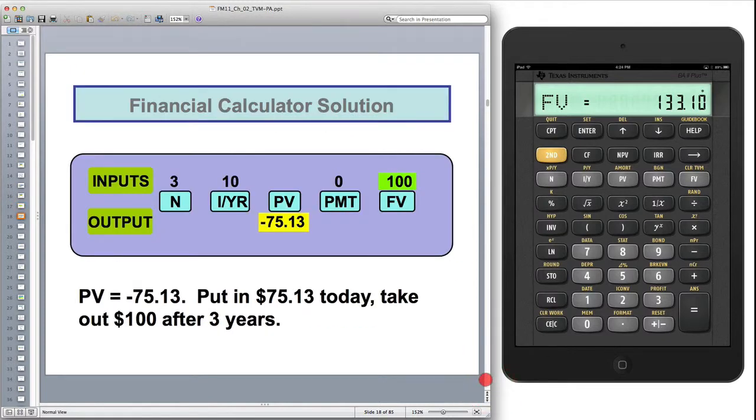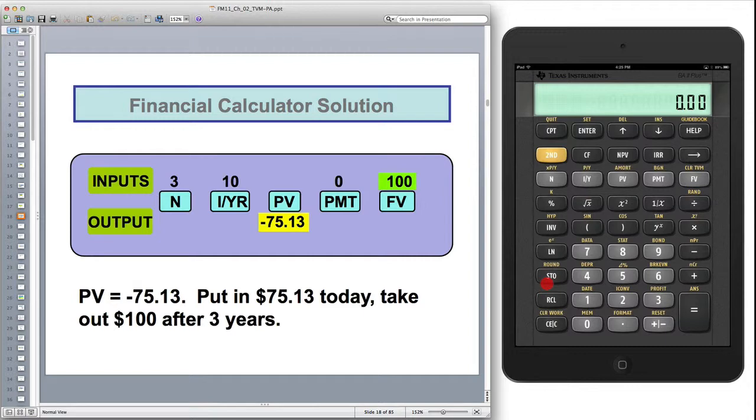Let's see how we can do it using this calculator. We already have entered values here. We need to clear that out. How do we do that? We do second clear work. Second clear work. So you are in the time value of money key function area, second clear TVM, and it clears out everything.